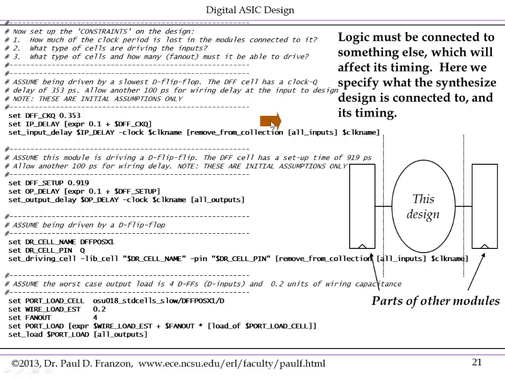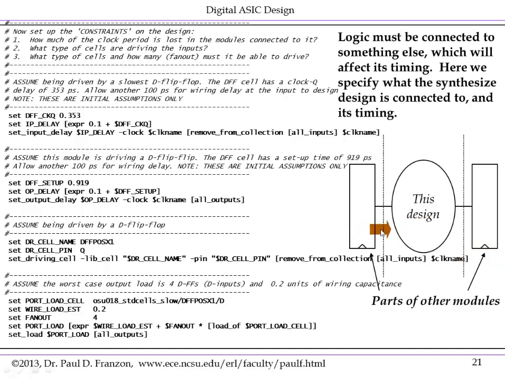These are the worst case conditions. It's 919 picoseconds at 100 picoseconds for wiring delay. Note again, these are initial assumptions only. Calculate what that is. Apply that output delay to all outputs. And again, I'm saying that I'm assuming the clock going to whatever register these signals end up with in the outside design is being fed with the same clock called clock that I'm using throughout my design.